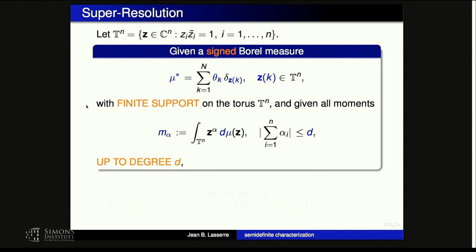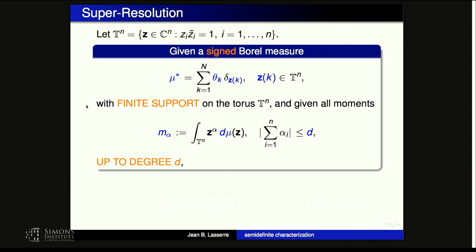So what is super resolution? That's another method to do it. Consider, for example, the n-torus in the complex C^n, and suppose you are given a measure. This is the basic idea behind super resolution. Suppose you have an atomic measure, so you have atoms z_k on the torus and weights, not necessarily positive. It could be a signed measure.